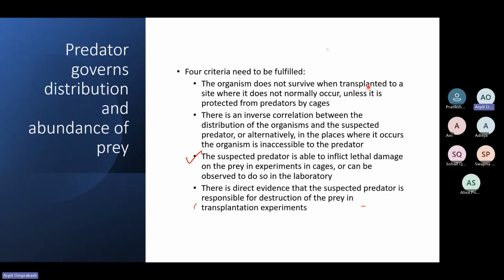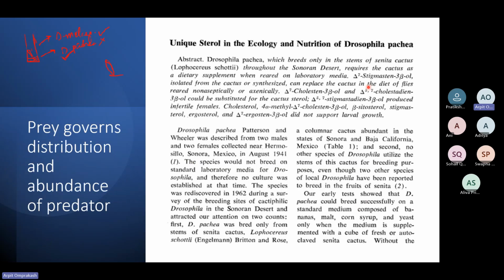Then we also see that a predator governs the distribution and abundance of prey if it fulfills four criteria. The organism does not survive when transplanted to a site where it does not normally occur. There's an inverse correlation between the distribution of organisms and the suspected predator. The suspected predator is able to inflict lethal damage on the prey. And there's direct evidence that the suspected predator is responsible for destruction of the prey in transplantation experiments. If these four criteria are matched, then you can say that the predator is governing the abundance and distribution of the prey.